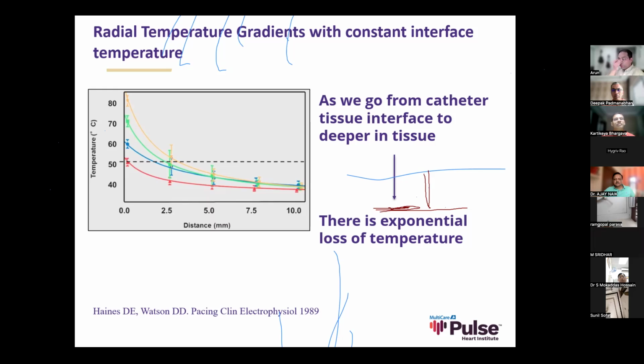If you give a 20 watt lesion and the tip temperature goes to 50, that means that with very little energy you have increased the interface temperature to 50. That means not a lot of energy has gone inside the tissue, so your lesion depth is very, very shallow.